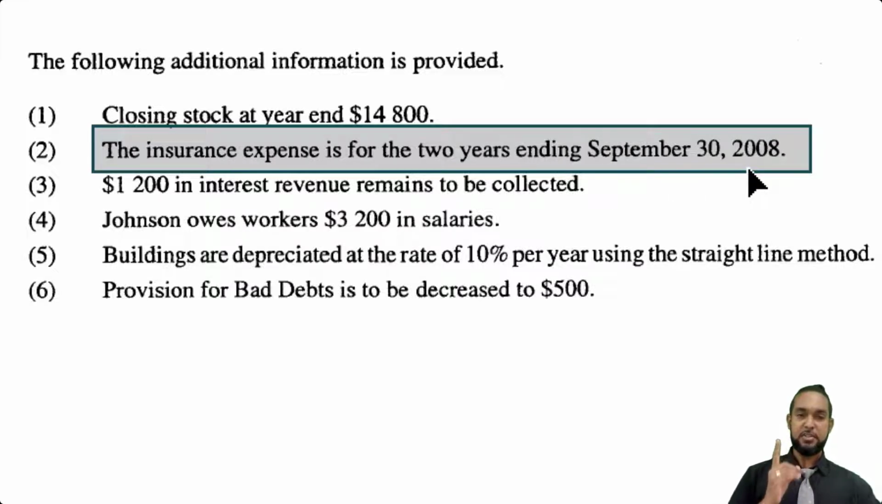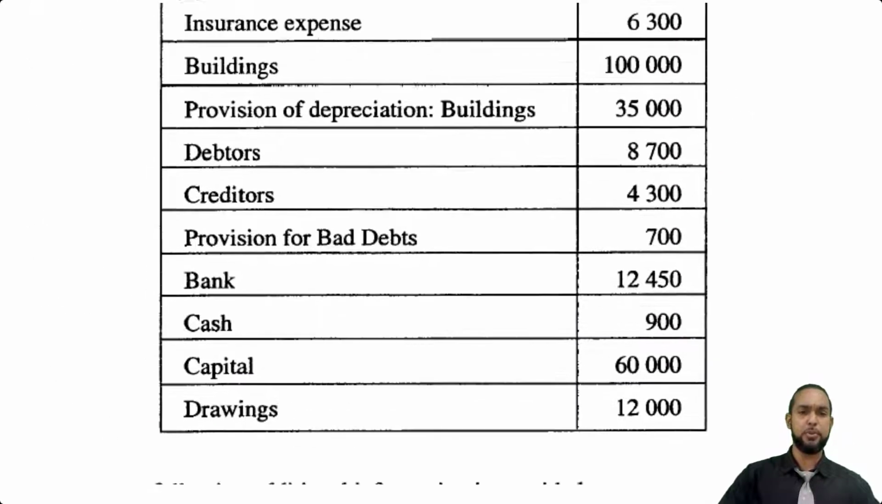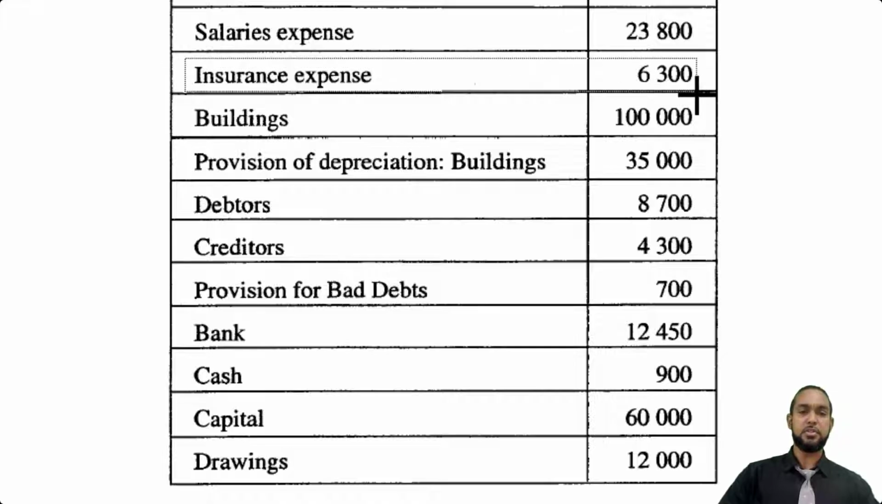So the list of balances above was at September 30th, 07. We paid the insurance for 2 years up to September 30th, 08, which means to find the expense for insurance for this year, we have to divide by 2. It was 6,300, look at here, right? So 6,300 covers 2 years. So to find for 1 year, we'll just divide by 2.